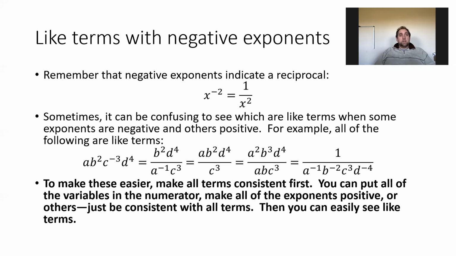Negative exponents simply mean a reciprocal. So to move one of the variables from the numerator to the denominator, you just change the sign of its exponent, and vice versa. To move from the denominator to the numerator, you would also just change the sign of the exponent. So to make these sorts of problems easier when you have to combine like terms, make all the terms consistent first. You can put them all in the numerator, you can make them all positive, or whatever. Just be consistent, so that you can easily see what the like terms are. Let's do a couple examples now.